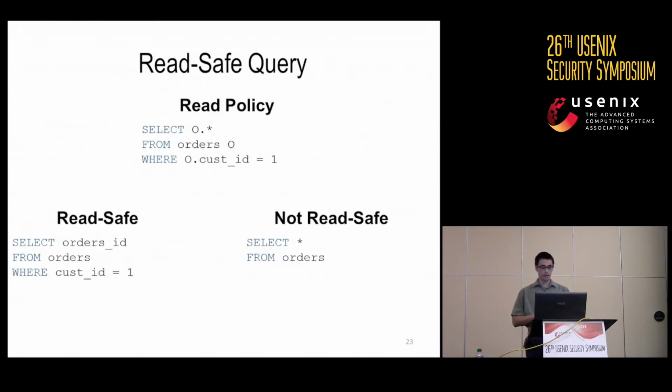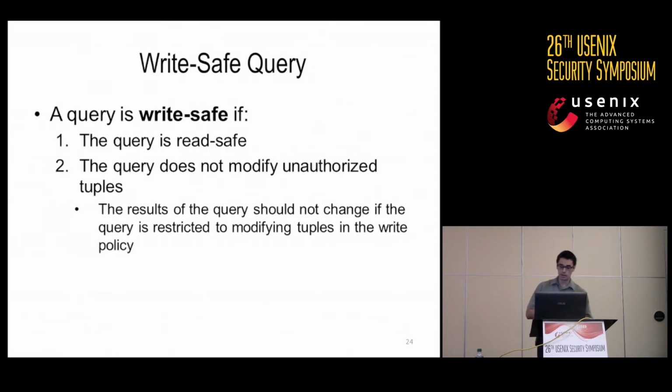So for example, if I have this read policy that we saw before, and the connected customer had, let's say, the ID of 1, then the query on the left is an example of a read-safe query, because restricting the query to only operate on rows with customer ID 1 doesn't change the results the query would return. On the right side, though, we see an example of a query that's obviously not safe, because if there were rows in the table that do not have customer ID 1, then this query's behavior would change once I restrict it to only return the rows with customer ID 1. Write safety is very similar.